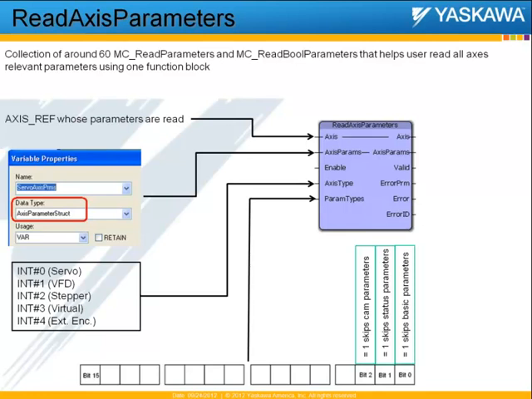Even for camming applications, the master axis in question does not have cam parameters. All the cam parameters are relevant only for slave axes. So depending on the type of axis and the type of configuration we have for a particular axis, we can choose to read or skip reading a few of the parameters. Again, this param types input can be used to mask certain read functions.